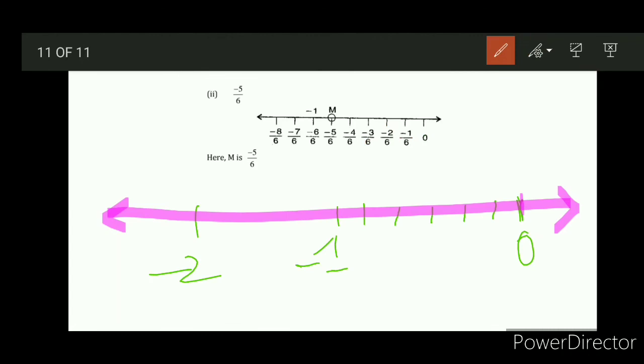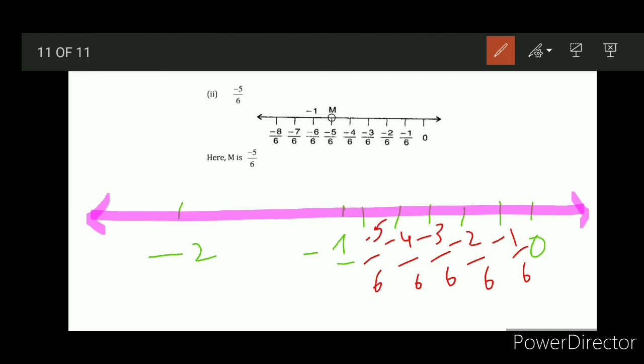Now this is minus 1 by 6, it is minus 2 by 6, it is minus 3 by 6, it is minus 4 by 6, it is minus 5 by 6. After minus 5 by 6 the continuation is also there, but it is not necessary. What we want to mark, that one we got. So this is the place of minus 5 by 6. So in this method we are going to represent the rational numbers on the number line. Understand? Copy down.